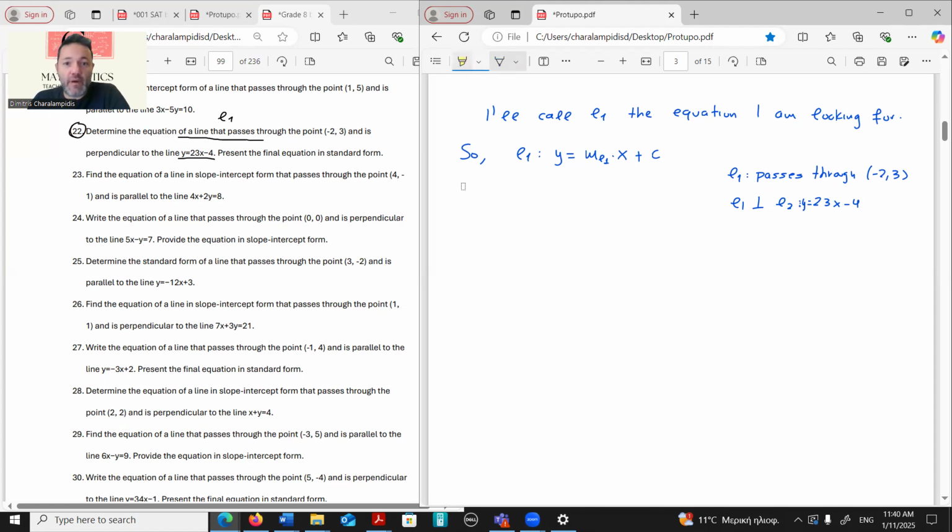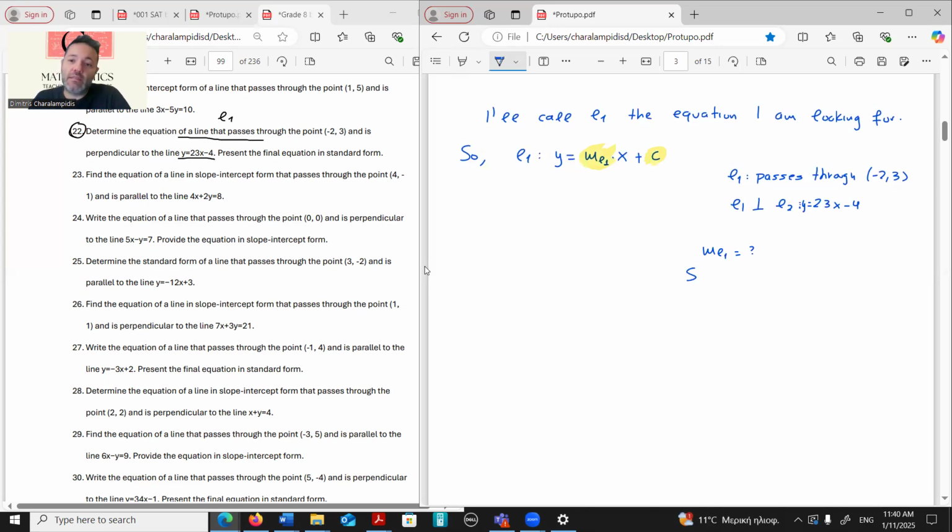If I want to find the equation of line 1 in slope-intercept form, all I have to do is determine these two values, the slope and c. And we always begin with the slope. It would be easy if I knew 2 points of L1, so I could have applied the slope formula. But now I don't have 2 points, I simply have 1. But I was given an extra condition.